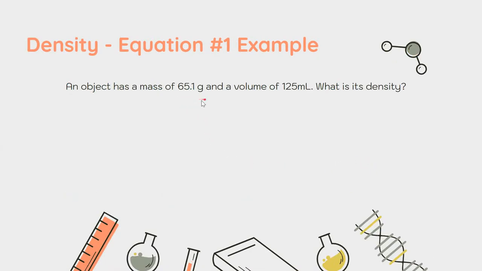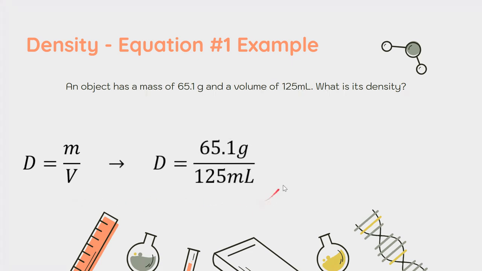Let's say that we measure the mass of an object and it's 65.1 grams, and we measure the volume as 125 milliliters. If we want to know its density, we'll use that equation, density equals mass divided by volume. We'll plug in the mass in the numerator, 65.1 grams, and the volume in the denominator, 125 milliliters. And we will then divide those to get the density. 65.1 divided by 125 gives us 0.5208, and the units of density are grams per milliliter.